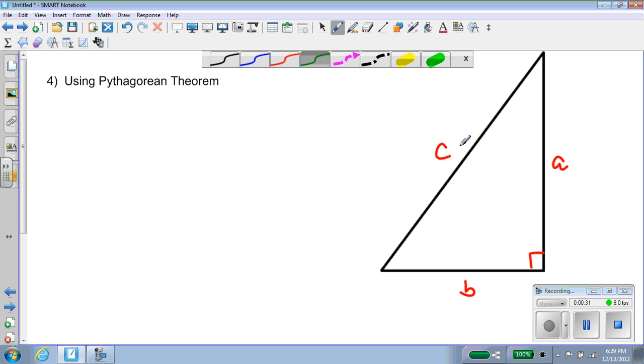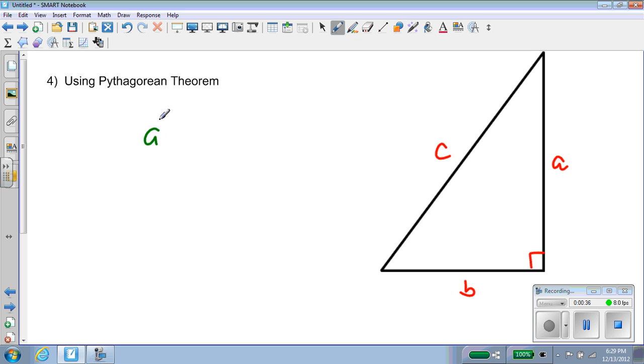And the Pythagorean theorem says, for every right triangle, if you take the length of side A and square it, and you take the length of side B and square it, and you add those two things together, it equals the length of side C squared. A squared plus B squared equals C squared. Or the sum of the squares of the legs of a right triangle is equal to the square of the hypotenuse. Wow. Thank you, Pythagoras.